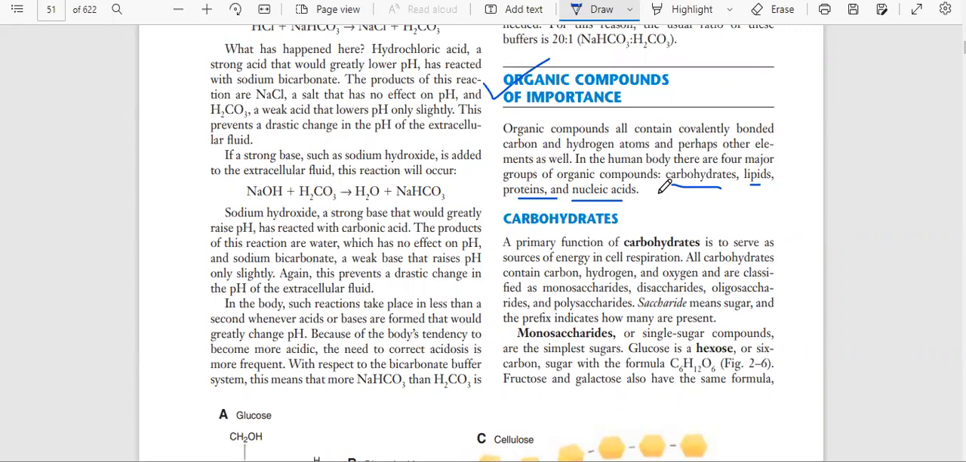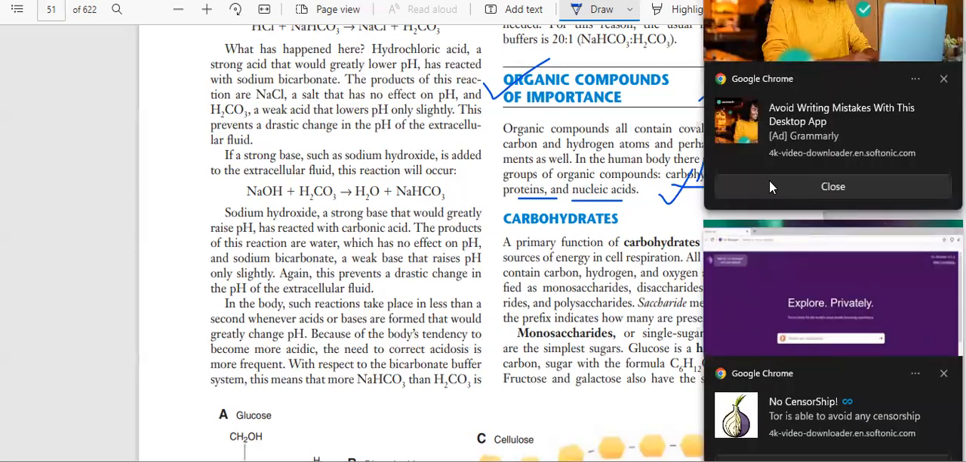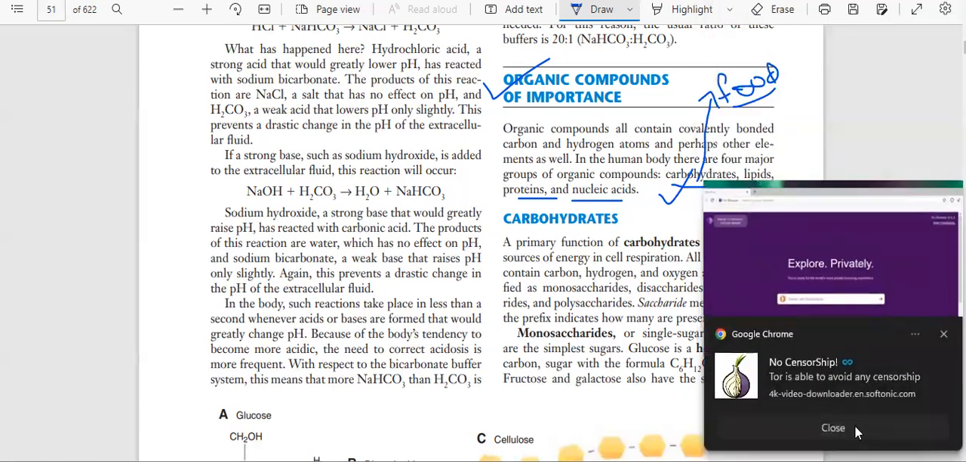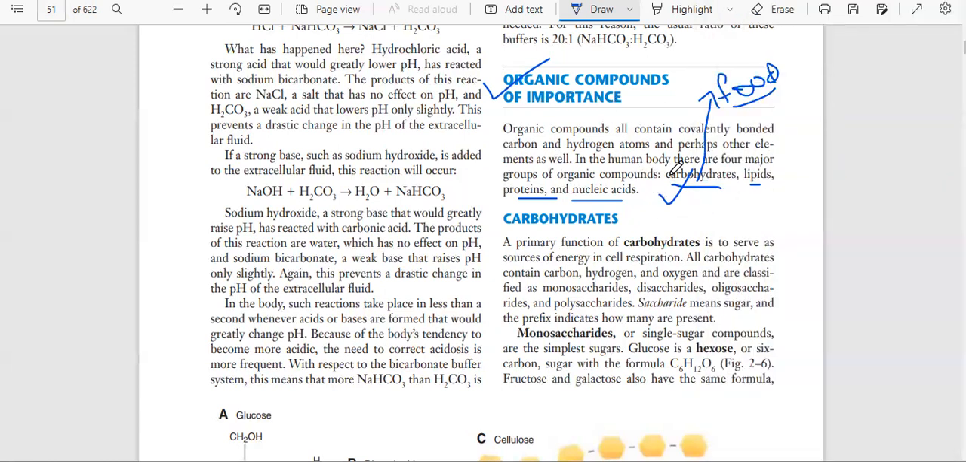For example, carbohydrates. Basically, they are present in food, in every food, mostly sugar products. But our digestive system works like this: whatever carbohydrates are present in the food, it will absorb, and only then will it convert it into carbohydrates. So that's the reason we call this an organic compound.